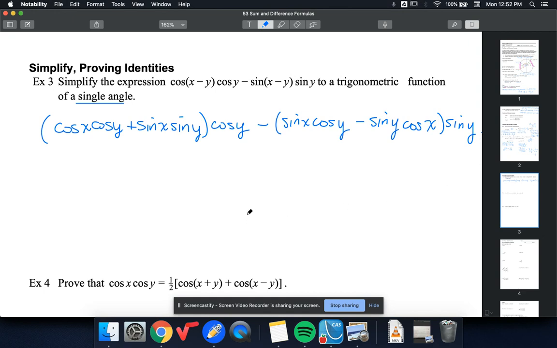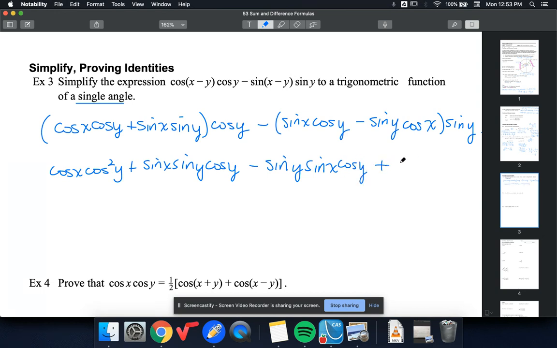Okay, so now I want to expand this, and I'm going to end up with cos x times cos squared y plus sine x sine y cos y minus sine y sine x cos y plus sine squared y cos x.